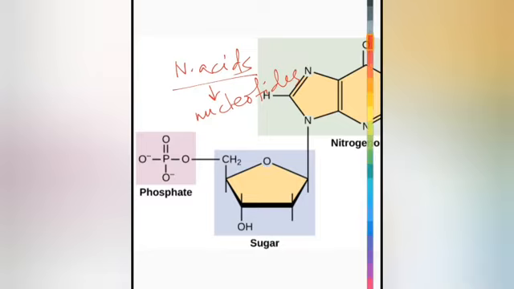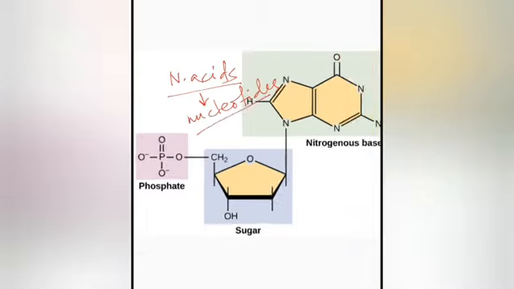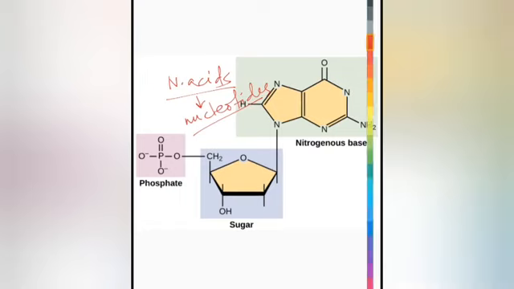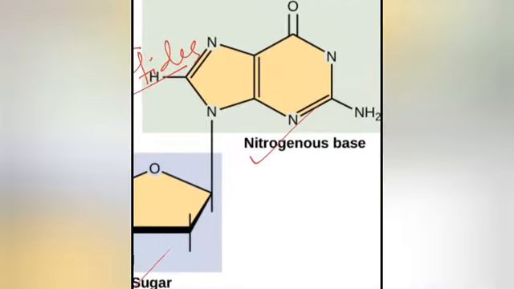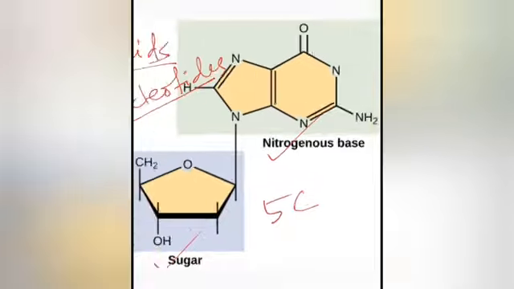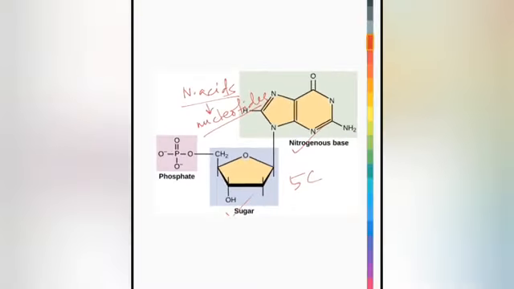Many nucleotides make up a nucleic acid. So each nucleotide is made up of a nitrogenous base, a pentose sugar, and a phosphate group. Pentose means it will have 5 carbons. So these are the 3 main components of a nucleotide, and many nucleotides make up a nucleic acid.